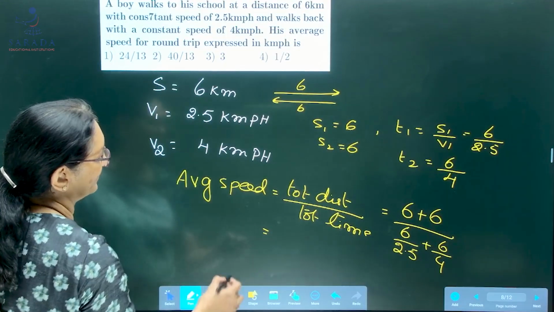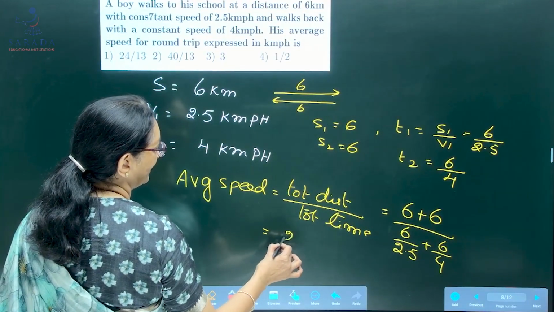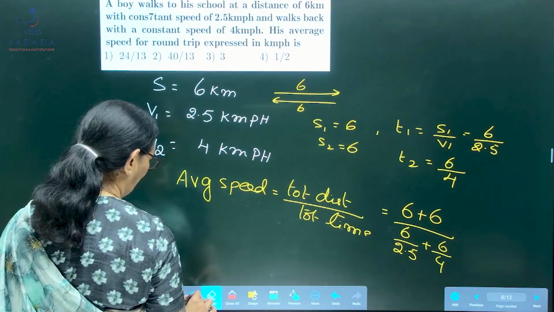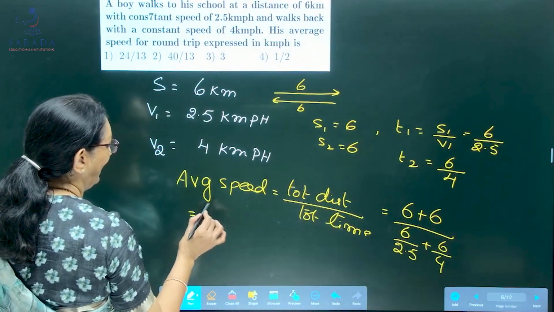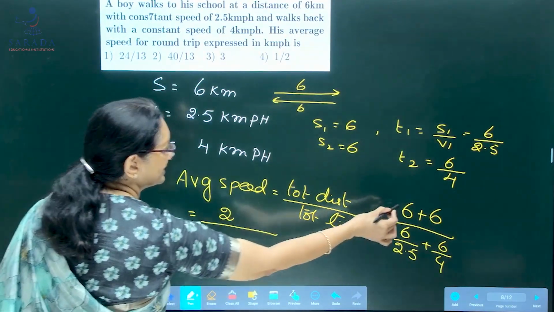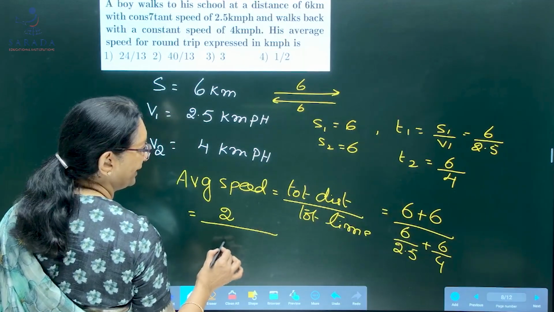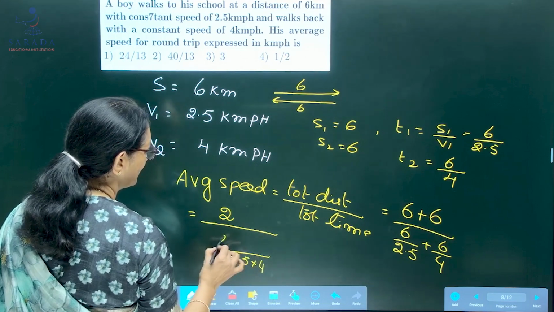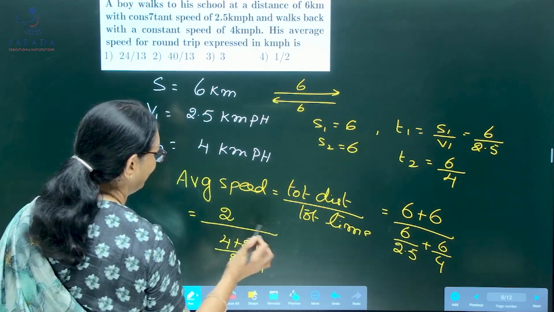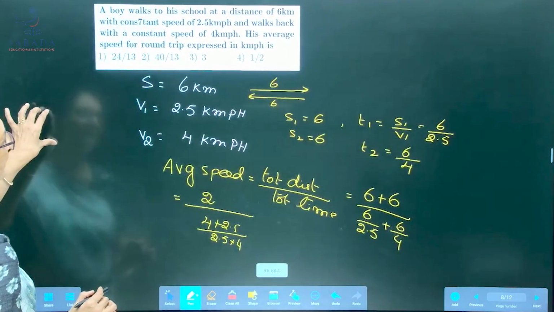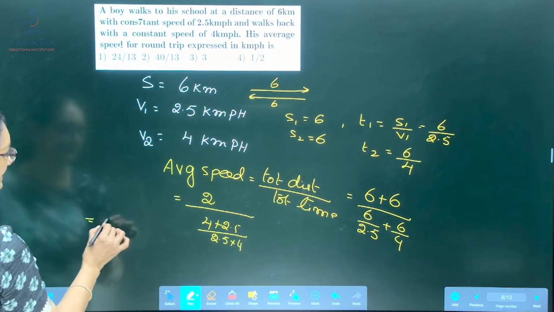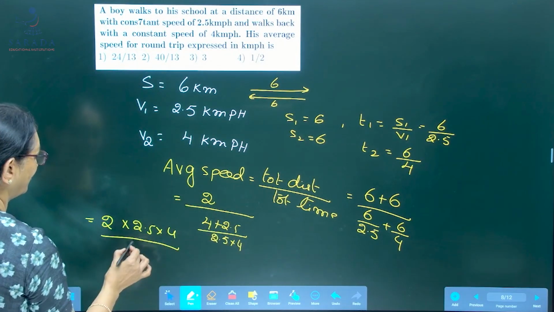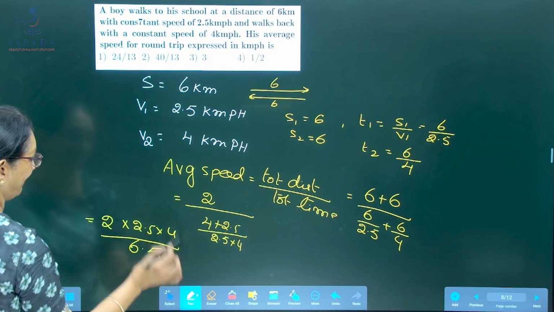Actually, if you solve this, you will be getting the relation as 2. Okay, do it. You can take 6 as a common factor and cancel that. So, it is 1 by, 1 over 2.5 plus 1 over 4. Take the LCM as 2.5 into 4. So, this is 4 plus 2.5. So, the answer becomes, look here, 2 into 2.5 into 4 by 4 plus 2.5, that is 6.5.